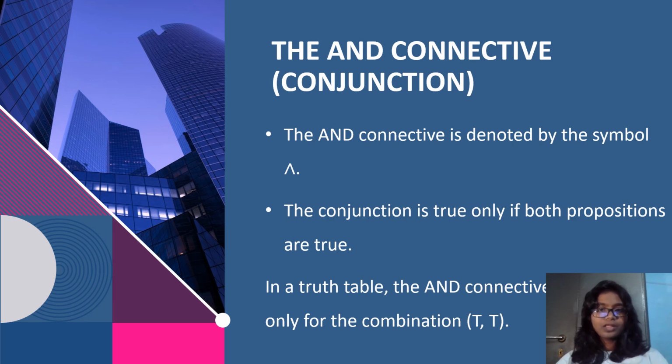First, we are going through the AND connective, which is also known as conjunction. The AND connective is denoted by the power symbol, as you can see on the screen. The conjunction is true only if both propositions are true. If we take an example of a truth table, only if both are true will the result be true. In the truth table, the AND connective is true only for the combination of TT.